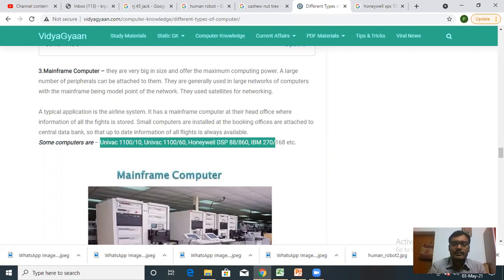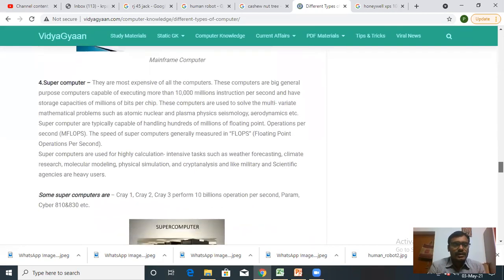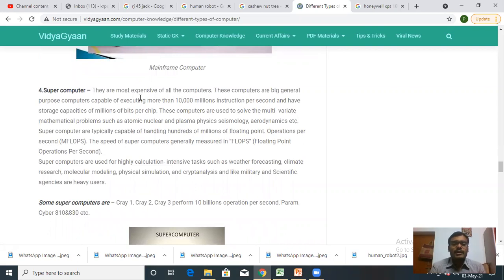Now coming to supercomputers, they are the most expensive of all the computers. These computers are very big general purpose computers capable of executing more than 1 billion instructions per second. 1,000 million instructions means 1 billion instructions per second, and they have a storage capacity of millions of bits per chip. Where are these computers used? These computers are used for weather forecasting, for defense purposes, and for scientific research, etc.